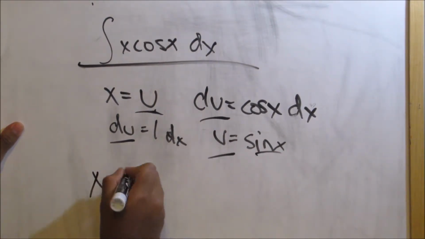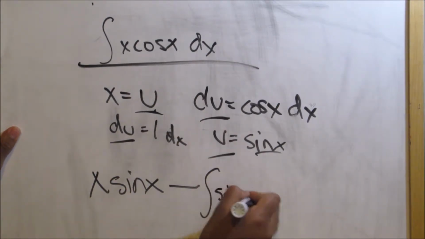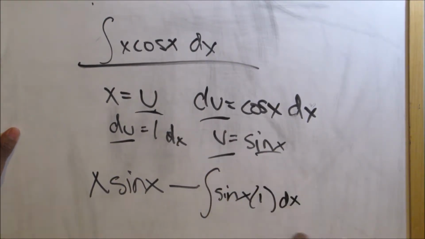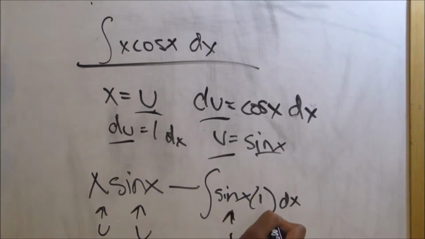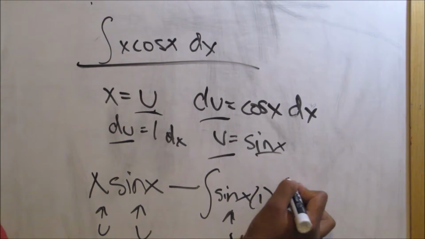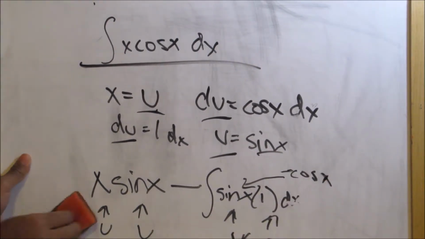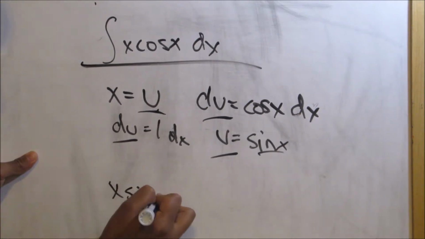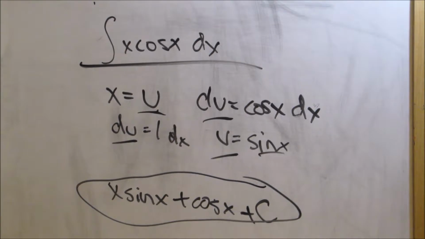Now, since we know all the variables, let us plug this into the formula. We know x is u and v is the sine of x, then minus the integral of sine of x, since v is sine x, times 1 dx because that is the value of du. It is now possible for us to integrate the value of sine dx, giving us negative cosine x. A negative and a negative become a positive, resulting in x sine of x plus cosine of x plus c, because there could be any constant to the indefinite integral we integrated.